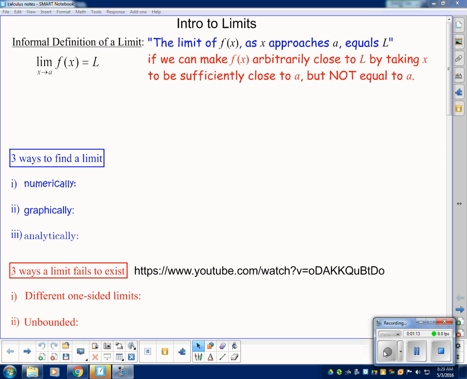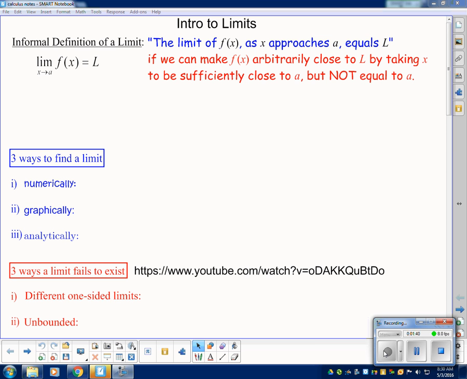There's L. And if you remember on our little Geometer's Sketchpad thing, the L was in the middle of the little green band. And A, I think, was called C on the Geometer's Sketchpad. It was in the middle of the little blue band. So if we can make f of x arbitrarily close to L by taking x to be sufficiently close to A, but not equal to A, then the limit exists, and it is L.